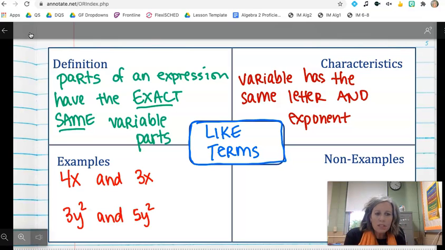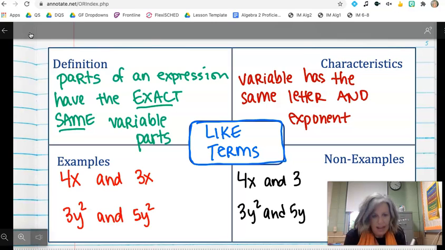Okay? So some non-examples, let's pick a different color, we'll go black. Some non-examples would be like 4x and 3. Those are not like terms, so we can't combine those. We can't bring them together. Another example would be like 3y squared and 5y, kind of from our example box. They both have a y in them, right? But the 5y isn't y squared, so we can't call those like terms.